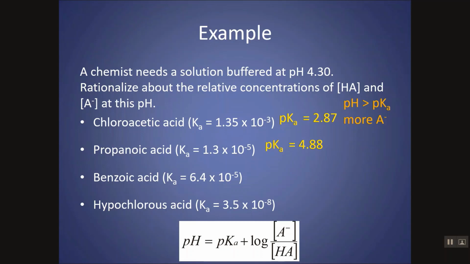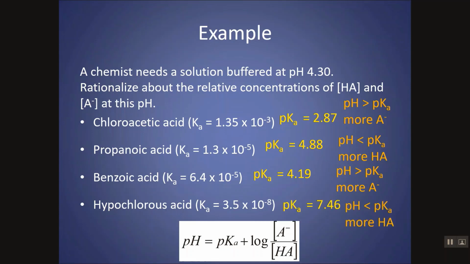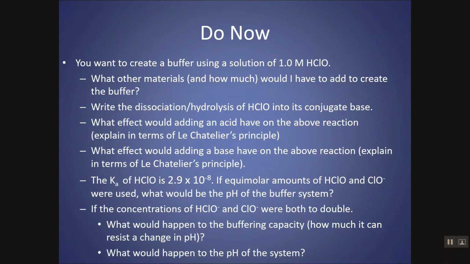Okay, here the pH is lower than my pKa, so I'm going to have more of the acid component present. Here I would have more conjugate base because the pH is higher. Here the pH is lower, so I'd have more of my acid form. Take a moment, try this, do now, pause the video, and then you can check your work, which kind of goes through all the concepts that we talked about.